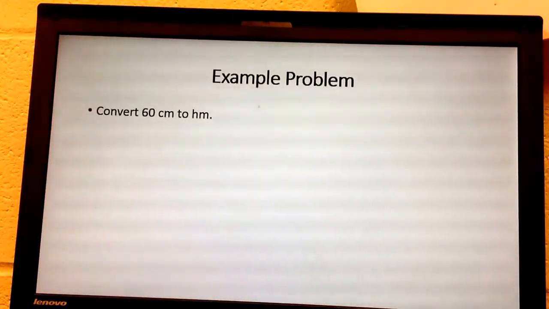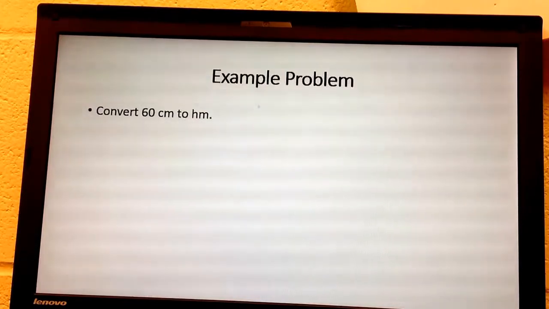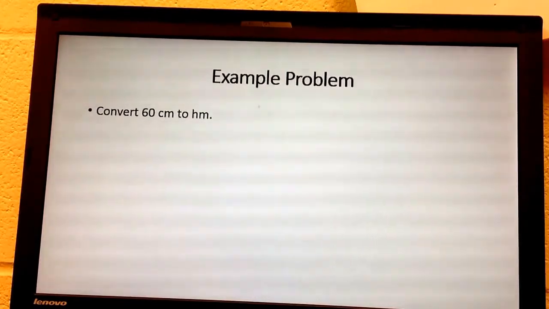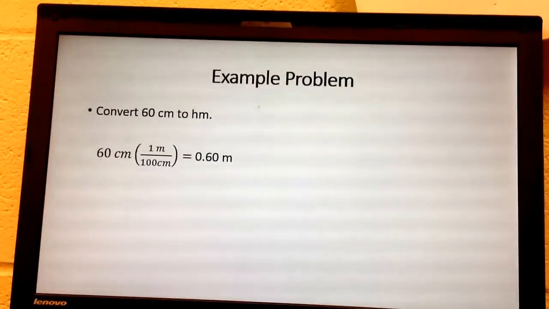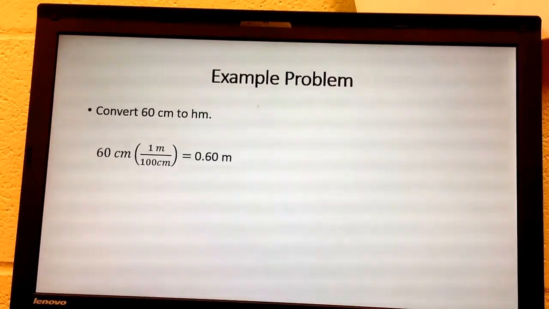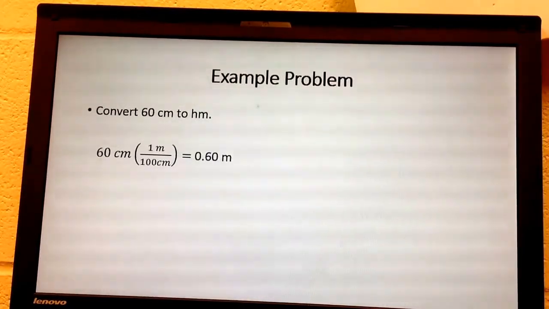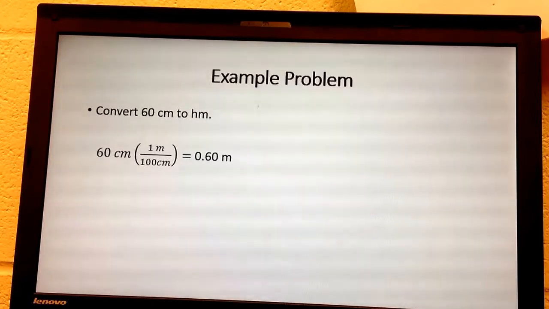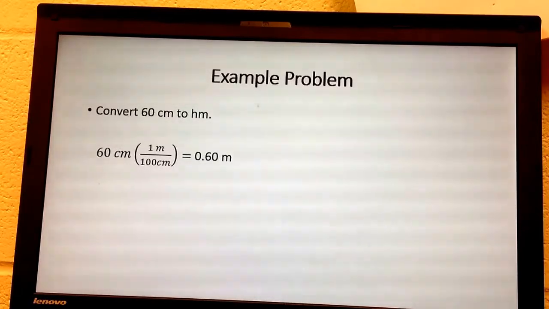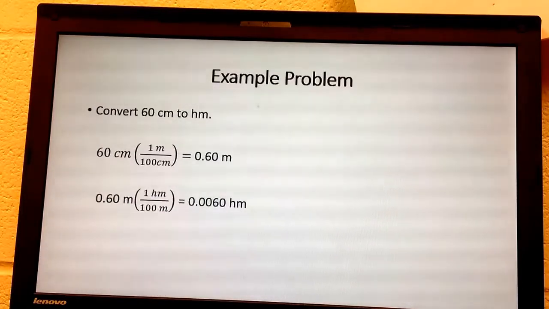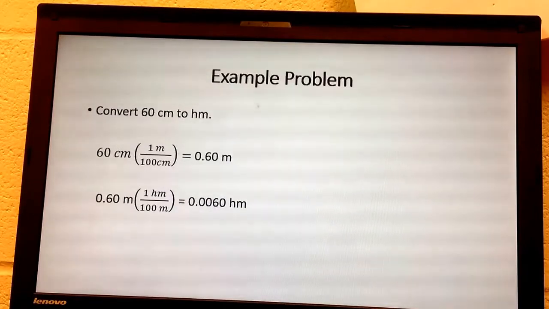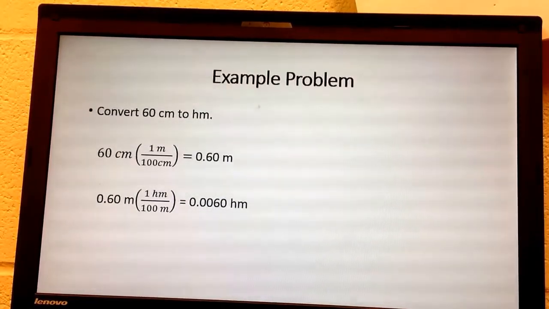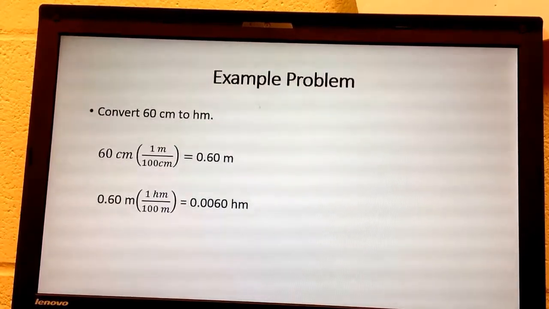Let's do some examples here. Convert 60 centimeters to hectometers. Well, let's get to the base unit first, which is the meter. We know that 1 meter is equal to 100 centimeters, so that's our conversion factor. We do the multiplication, we get 0.60 meters. Now we go from meters to hectometers, and we know 1 hectometer is 100 meters. We do the multiplication, we get 0.0060 hectometers. And once again, the problem is solved.